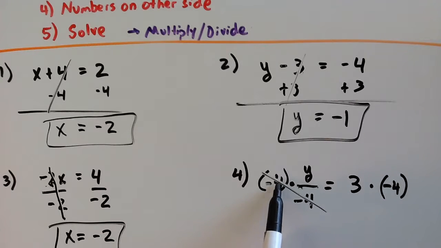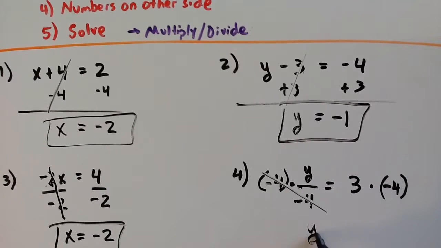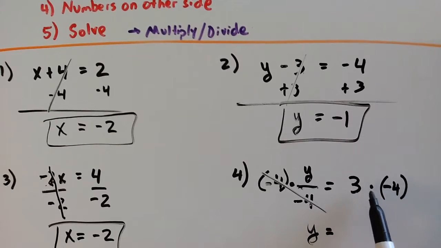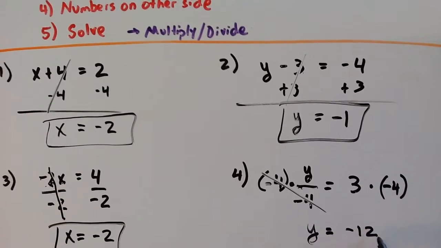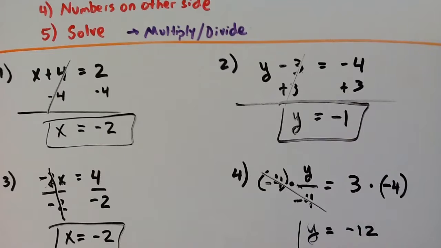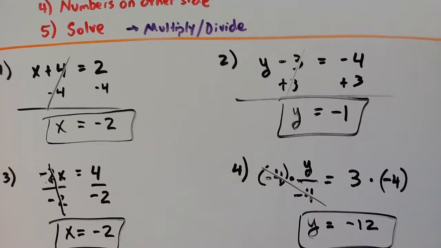When I do that, I have negative 4 over negative 4, right? I have a negative 4 in the numerator and a negative 4 in the denominator, and so that simplifies to 1 times y, which is just y. And so y is equal to 3 times negative 4, which is negative 12.